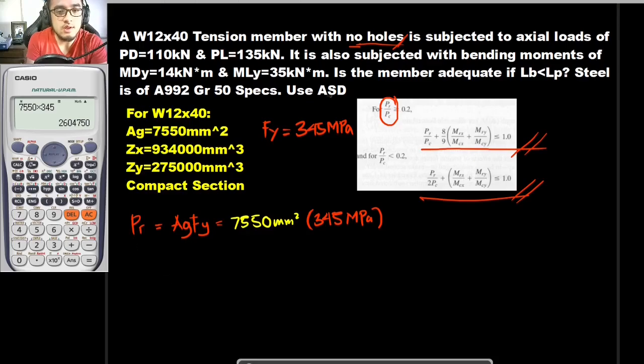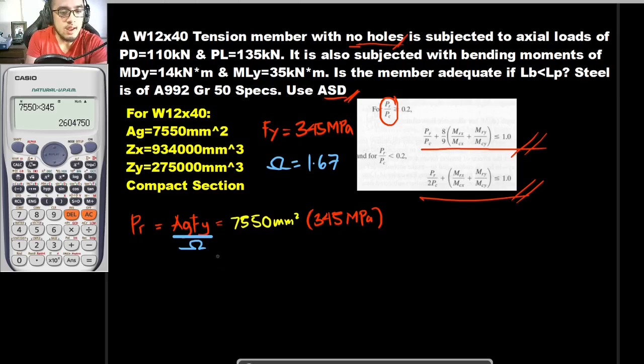By the way, guys, since we are to use ASD, I have forgotten the factor of safety. So this should be divided by our factor of safety, which is omega, and our omega is equal to 1.67. So are we all right there, guys? So nakuha naman kung bakit meron tayong omega dyan? Yes, sir. Okay, sir. So that is to be Pn over factor of safety.